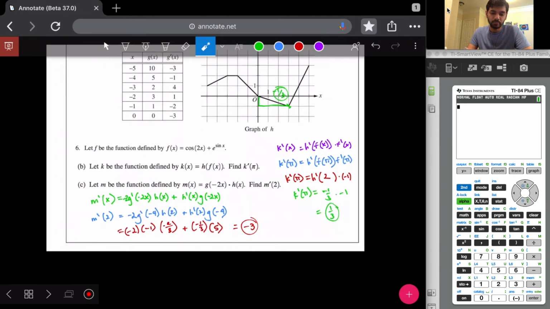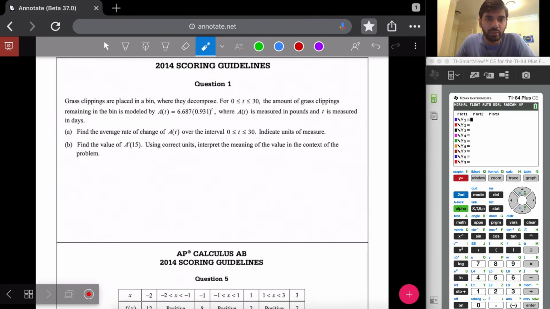Okay. Alright, this is question 1 from 2014. It's saying grass clippings are placed in a bin where they decompose. For time 0 to 30, the amount of grass clippings remaining in the bin as the grass clippings decompose is given by this function right here. And this function is measured in pounds, and time t is measured in days. So part A and part B here are talking about average rate of change and instantaneous rate of change.